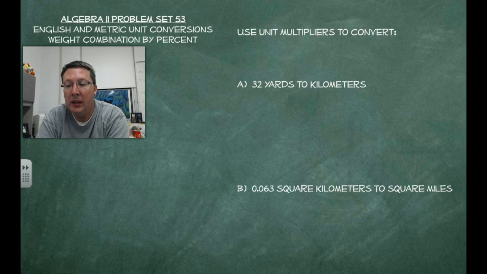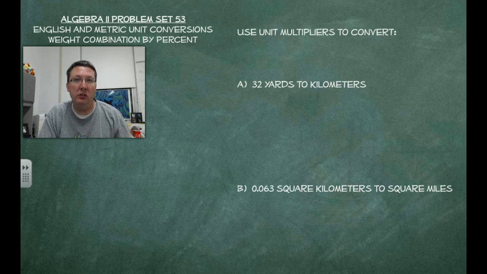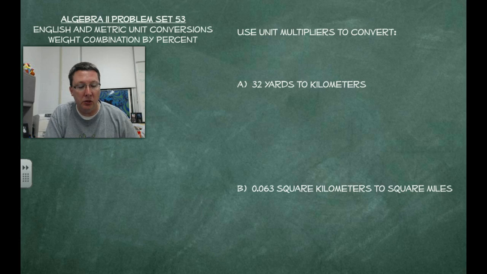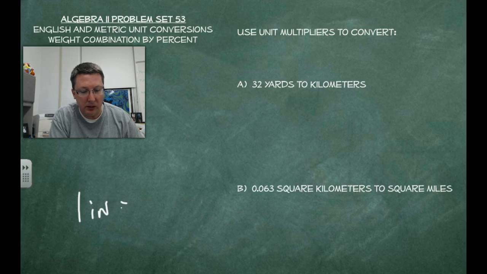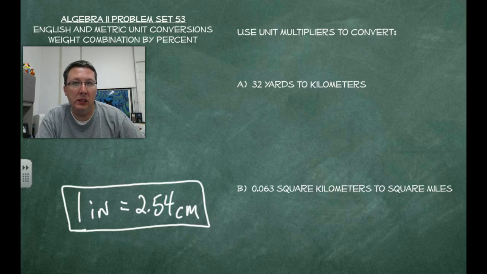But let's start with this first example. Using unit multipliers to convert, on problem A, 32 yards to kilometers. One thing you should remember, you should have done a lot of this in Algebra 1: one of the main conversions we have to make from the English system, which is inches, yards, feet, miles, into the metric system, the only crossover point that we know for sure is inches and centimeters. You should remember that 1 inch equals 2.54 centimeters. You need to know that. If you don't have that memorized by now, you need to get that memorized.